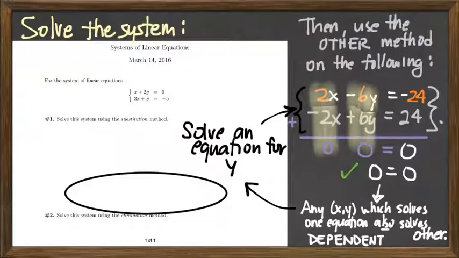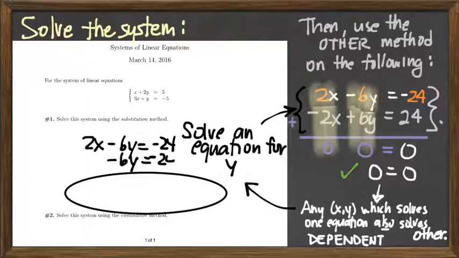let's say that I take the first equation, 2x minus 6y equals negative 24. If I solve that for y, I'll do that by adding 2x to both sides, and then dividing both sides by negative 6 to get y equals 4 minus 1/3 x. And that's an equation that describes the solutions of both of these equations, because any solution of one is also a solution of the other, which is what we call a dependent system.